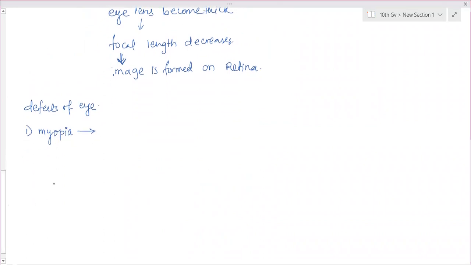Next is defects of the eye. So what is the problem actually? Myopia means, ma'am, a person can see nearby objects clearly but can't see far objects clearly. Yes, can see near point objects but can't see far point objects clearly.